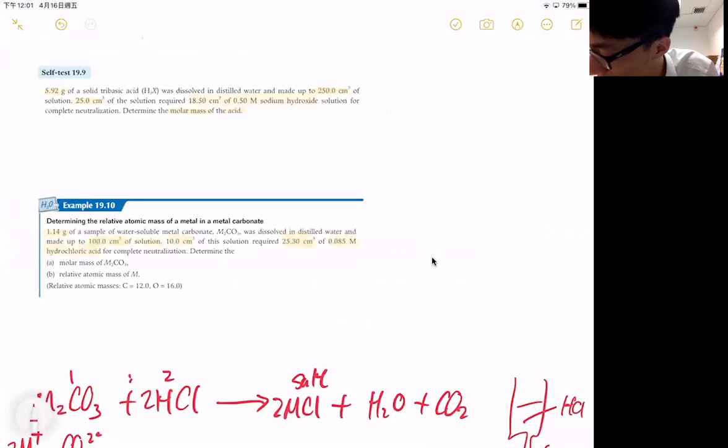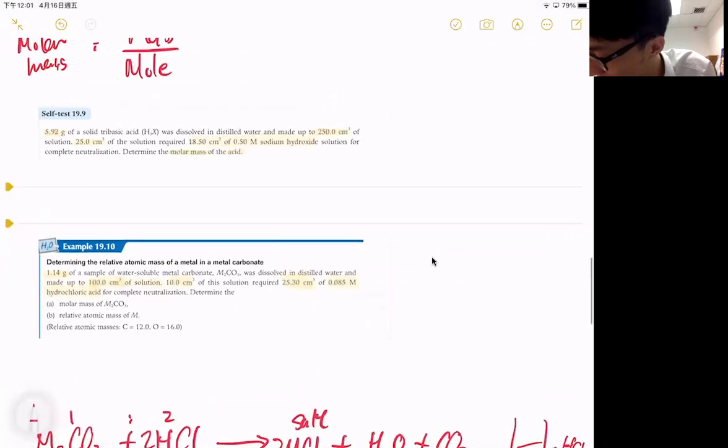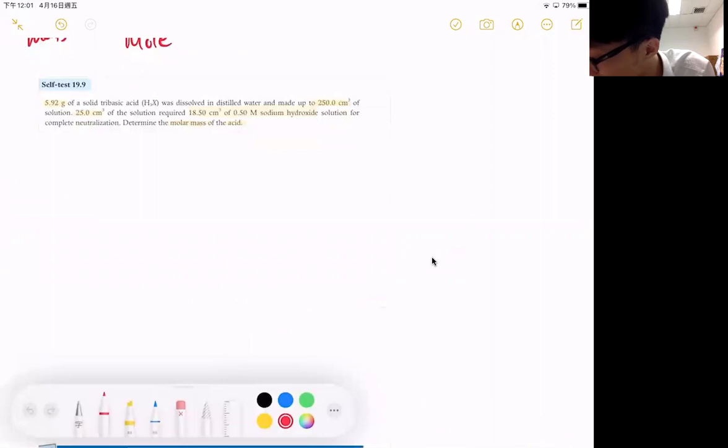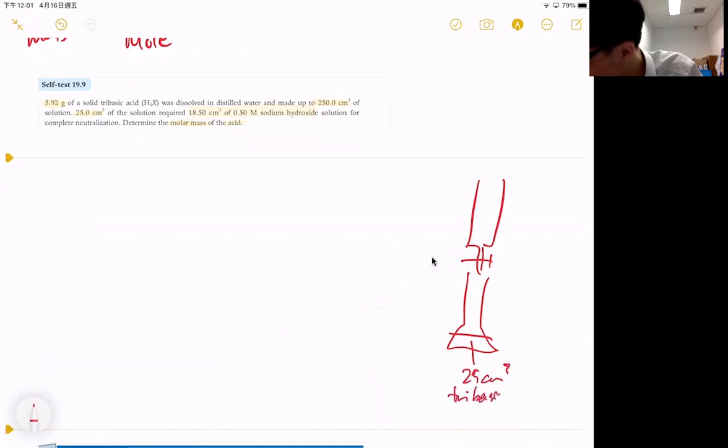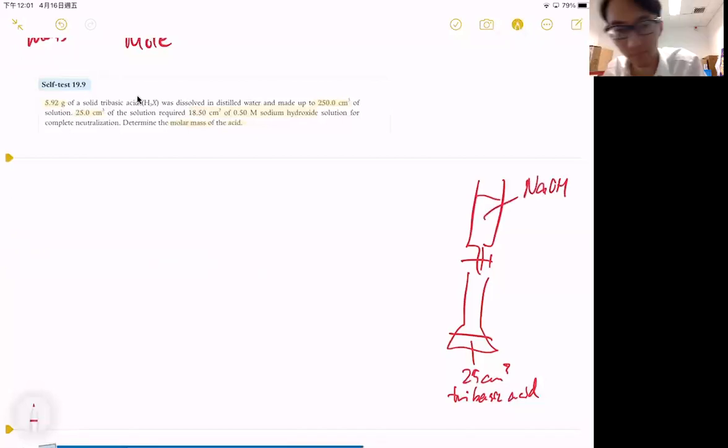So that's the information the question provides to you. Based on the information, we are going to calculate the molar mass. First of all, in your mind, you should have such a diagram. We have 25 cm³ of tribasic acid. To calculate the molar mass, first we need to calculate the number of moles of the acid, and since we have the mole and the mass, we can calculate the molar mass, right? In the burette, we will put sodium hydroxide.